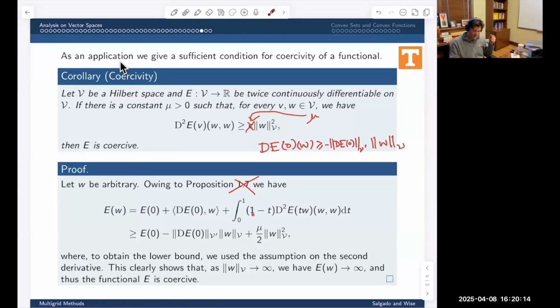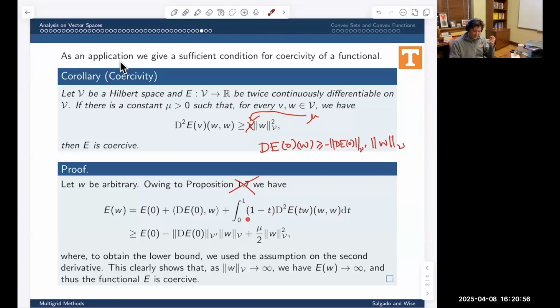So notice that 1 minus t for t between 0 and 1 is always going to be a positive number. It's a fraction. Whenever t is equal to 0, it's 1, and it goes down to 0, but it's always positive. So I have an integrand here, and I can replace it with something smaller, but still positive. So we're going to replace this object by mu times the norm of W squared.